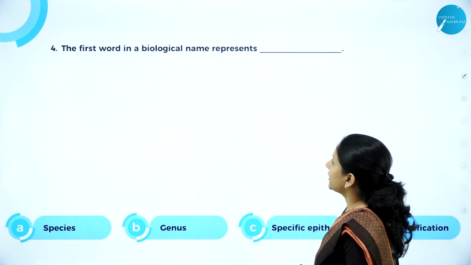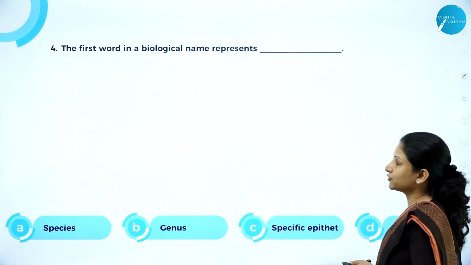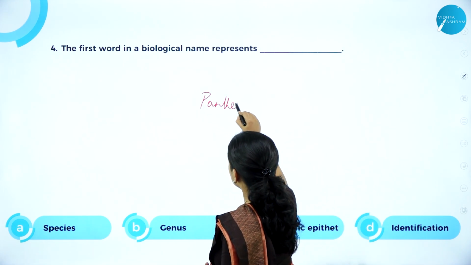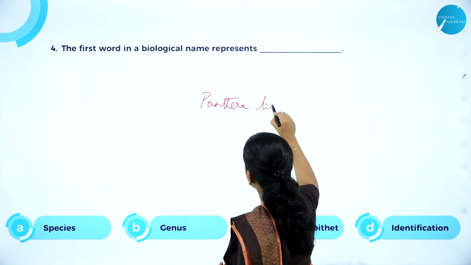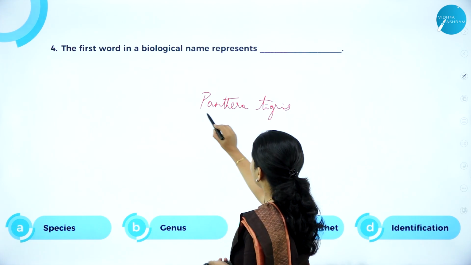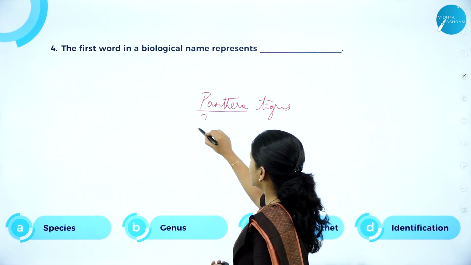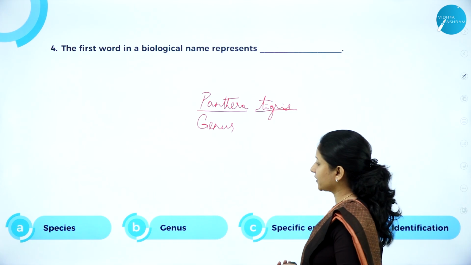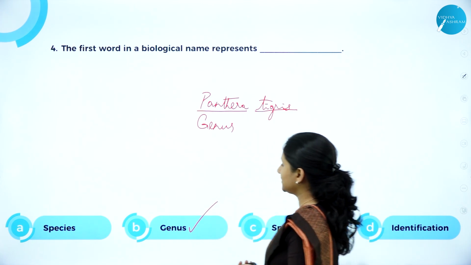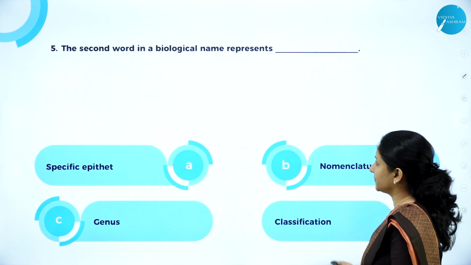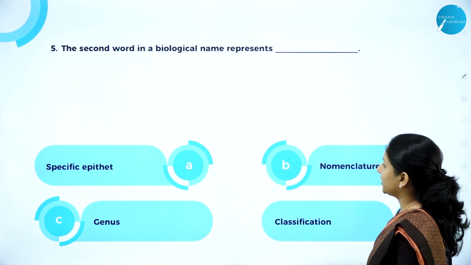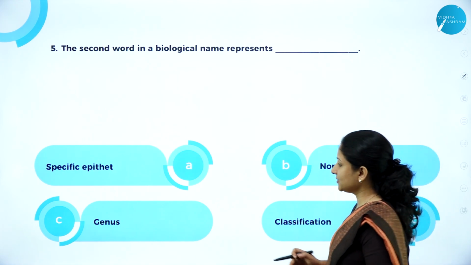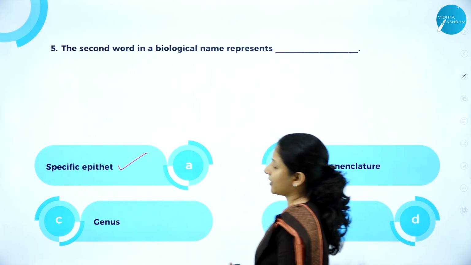The first word in a biological name represents. So the first word, for example, here, Panthera tigris. The first word always represents the genus, right? And we know that the second word represents the specific epithet. So here the first word represents the genus. It is the correct answer. The second word in a biological name represents, I already told you previously. So the second word represents the specific epithet.